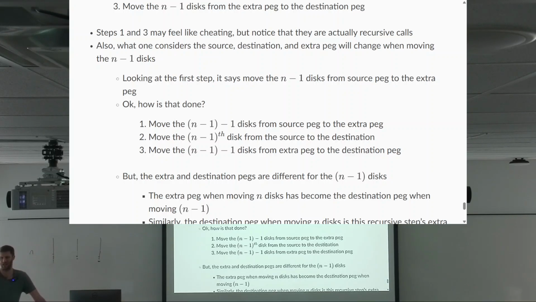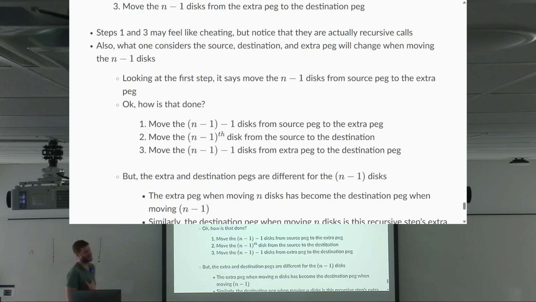Any questions about Towers of Hanoi? So like the universe implodes once? Yeah, that's it. It's done, right? But how long would it take, right? Like, yeah, how long would that take?